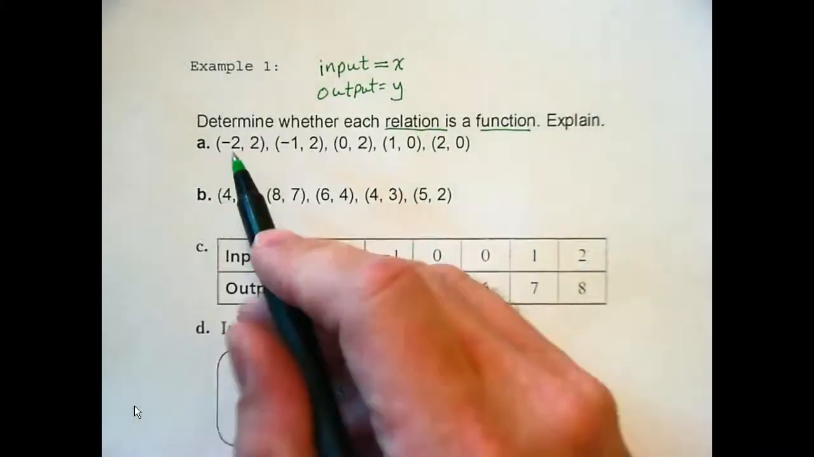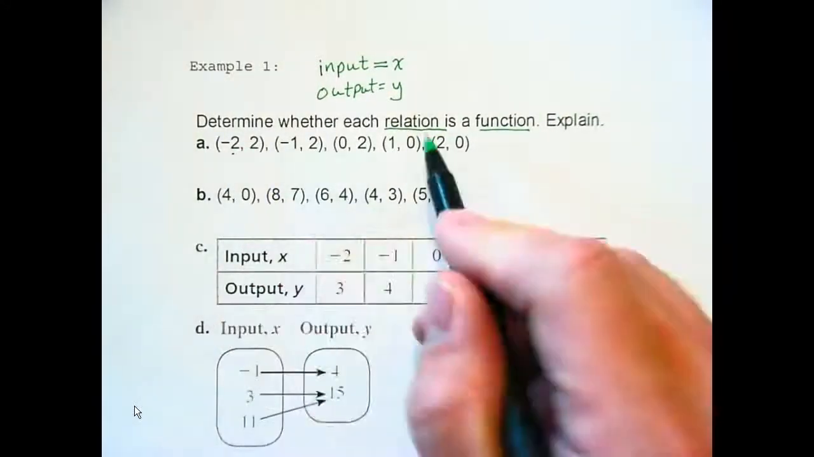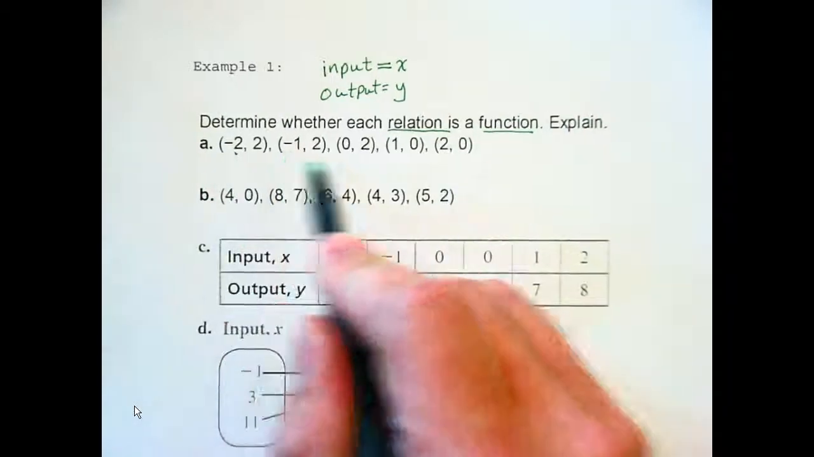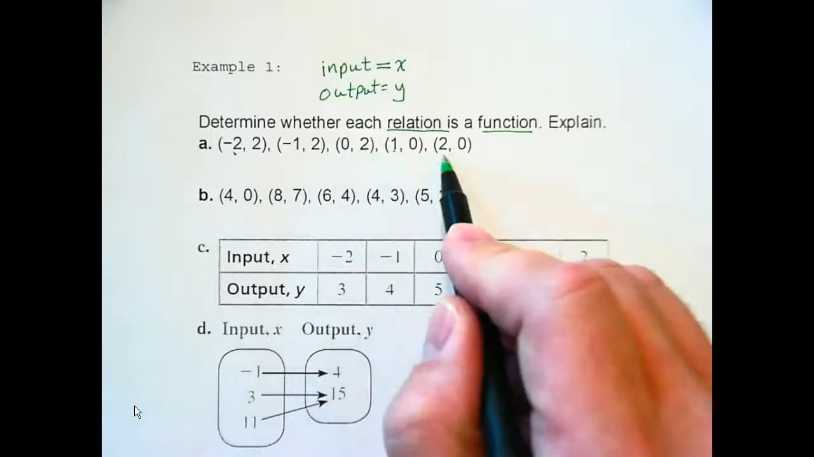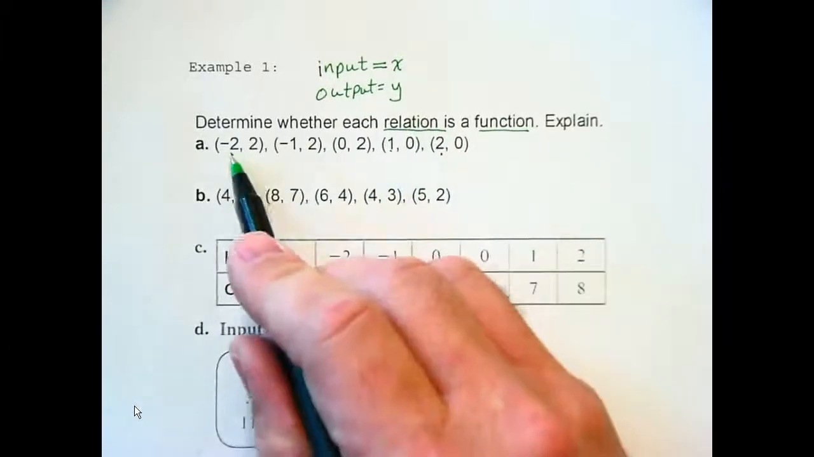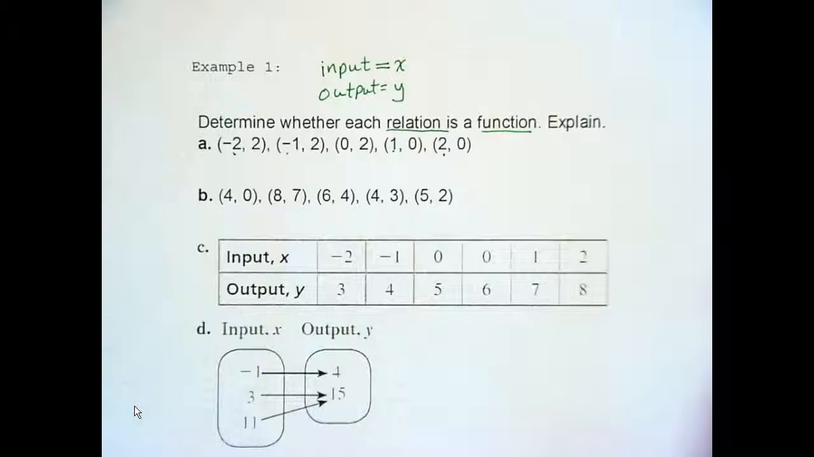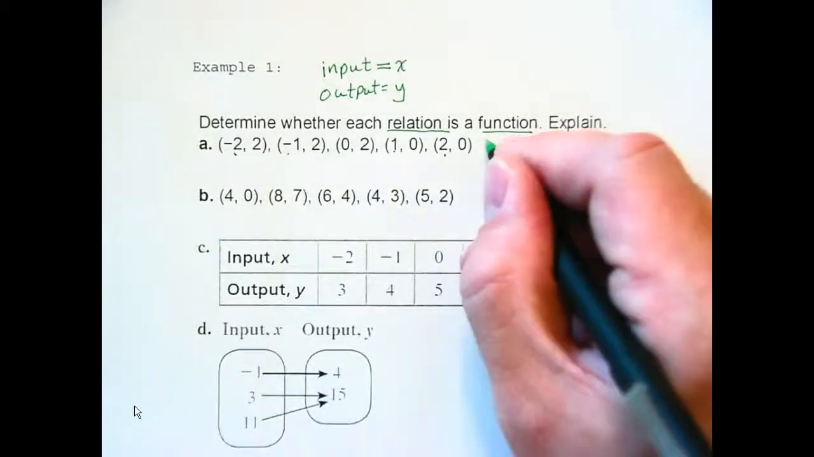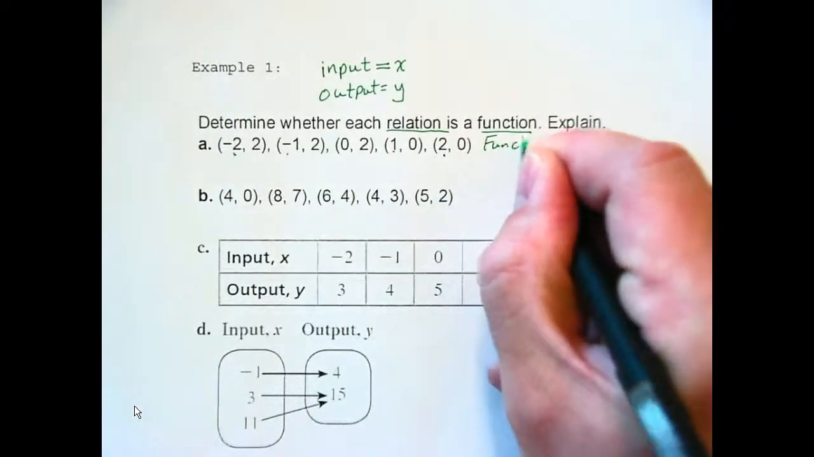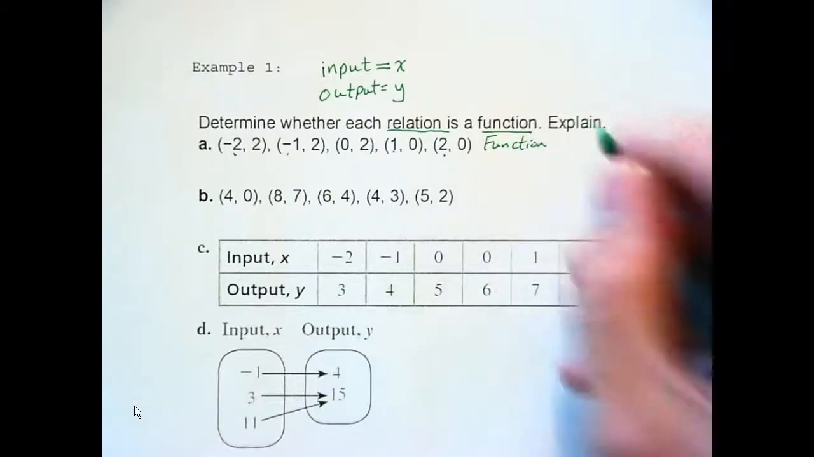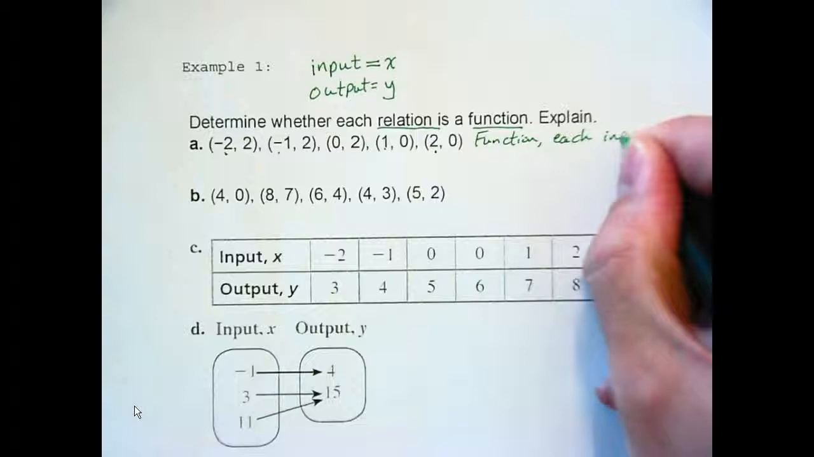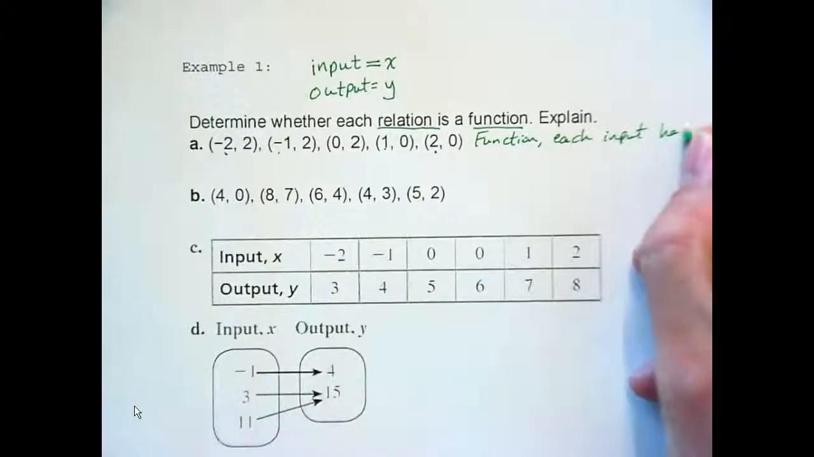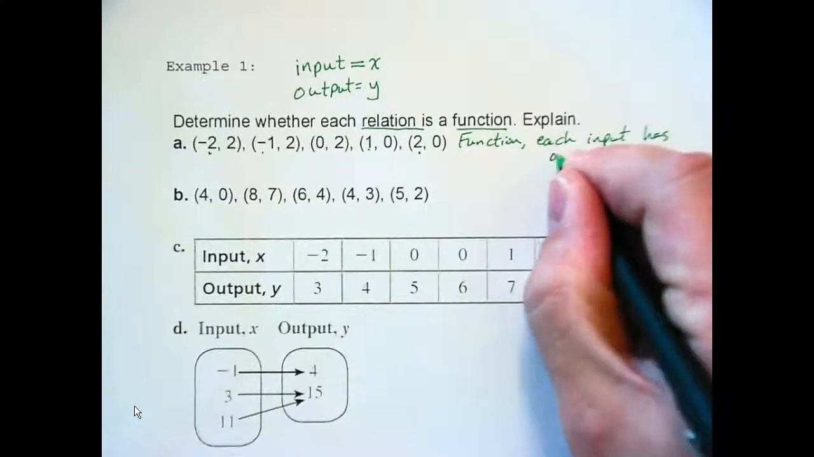Okay, so if I'm looking at this, if I'm trying to figure out if a relation is a function, I'm just going to see if my x's repeat. Do the x's repeat ever? No. -2, -1, 0, 1, 2, they don't repeat here. Therefore, this is automatically a function. You don't have to worry about doing anything else. Your explanation: each input has only one output.